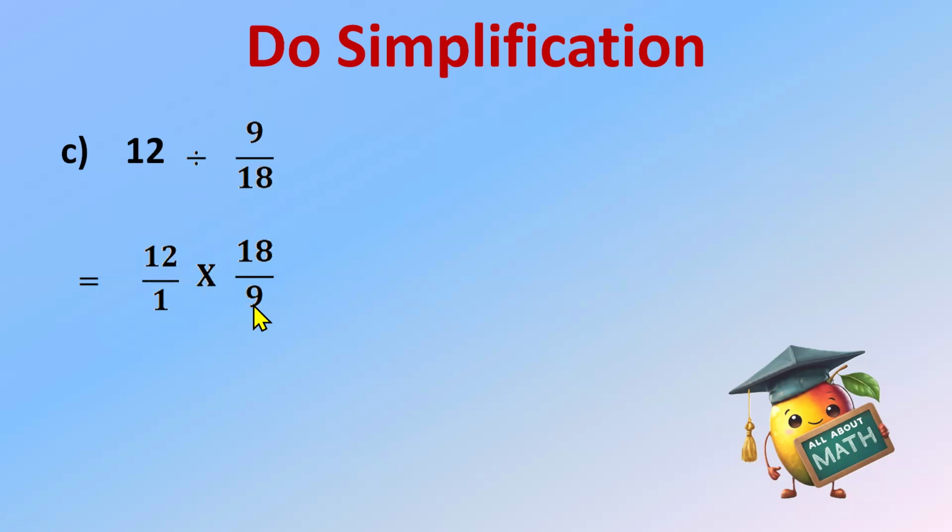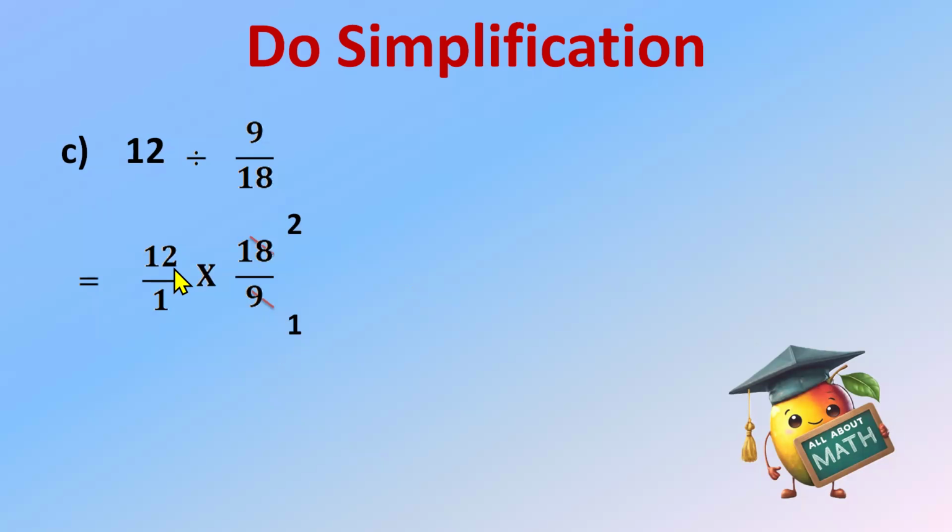Now we can do the cutting here. You can see either we can do up down cutting or the cross cutting. Let's do the up down cutting. In this case, 18 and 9, very easy in the 9 table. 9 ones are 9, 9 twos are 18. So I've done the cutting.